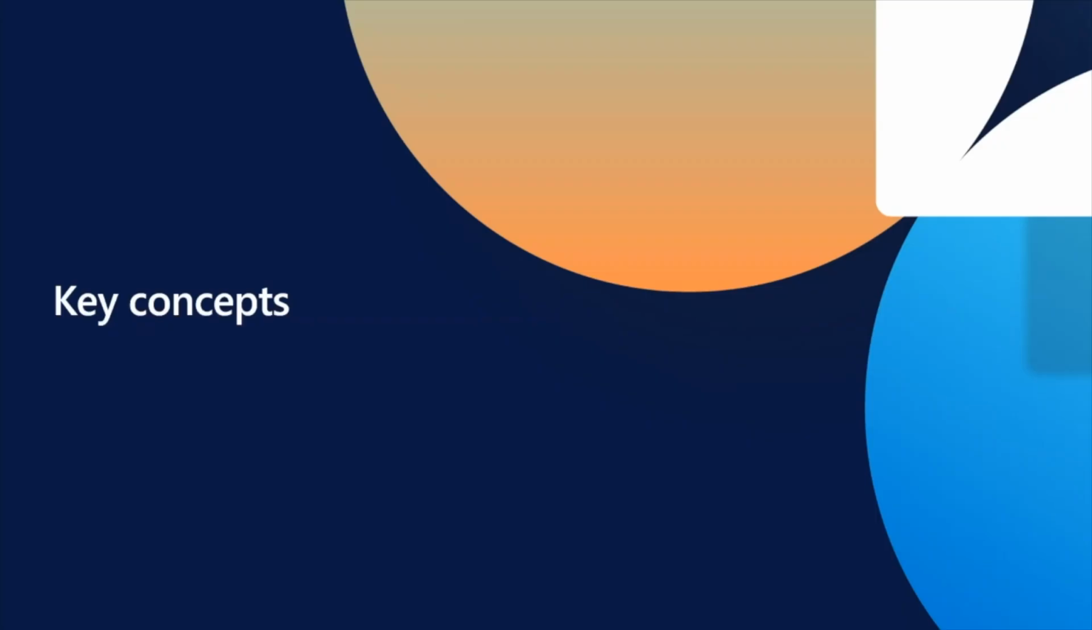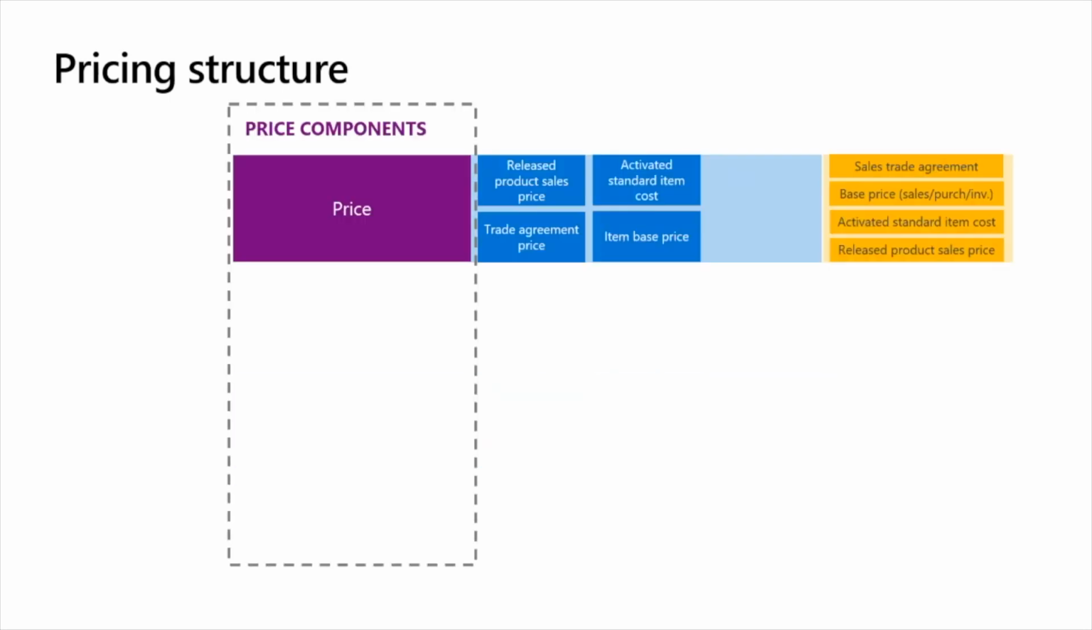Let's look into some of the key concepts in pricing management. Pricing is constructed using a sequenced set of pricing components such as price, margin, discounts, charges, and rebates. You can have more than one pricing structure per legal entity. So in the price structure, the price determination logic has been built to make sure that we can have multiple sources for price, and the final price is determined based on priority. The price can be sourced from trade agreement, and if a trade agreement does not exist, then the base price is applied.